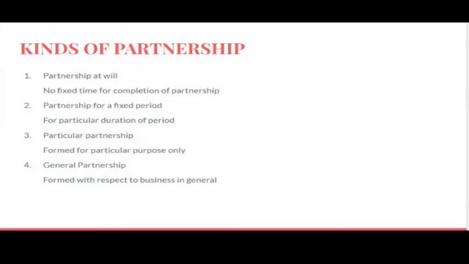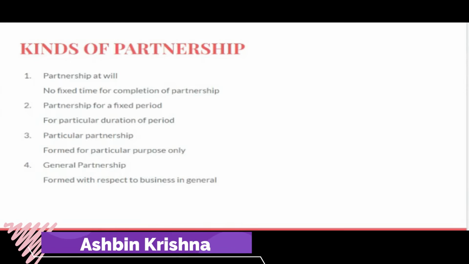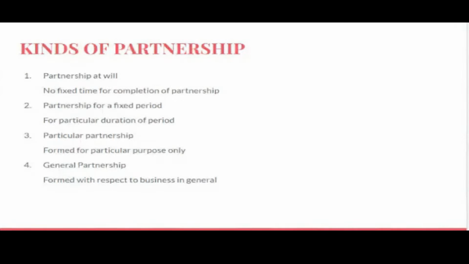The partners can continue the business as long as they are willing to do so. And if any of the partners feels uncomfortable, or in case of any health issues, or the death of a partner, or any such contingencies arise, they can discontinue or dissolve the partnership firm. That is partnership at will. The main thing to remember is that there will be no fixed time for the completion of the partnership.